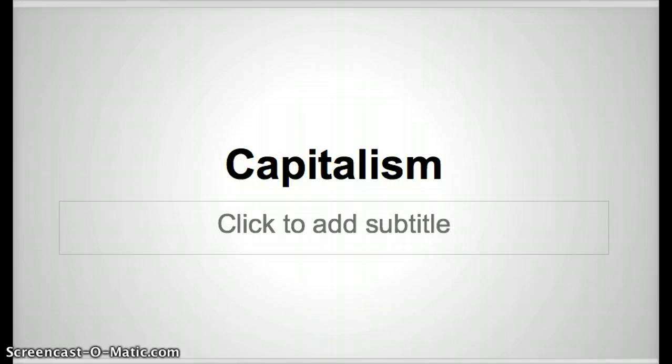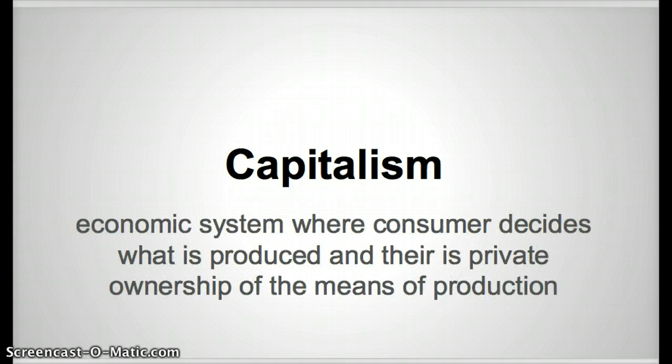Now, we're going to talk about some of the economics of the Industrial Revolution. Three terms that we will use to describe the economic systems that emerge as a result of the Industrial Revolution are capitalism, socialism, and communism. First one, capitalism, sometimes referred to as free market. We're going to give you some basic working definitions. As we go into the unit, we'll get more of them. An economic system where consumers decide what's produced and there's private ownership of the means of production.